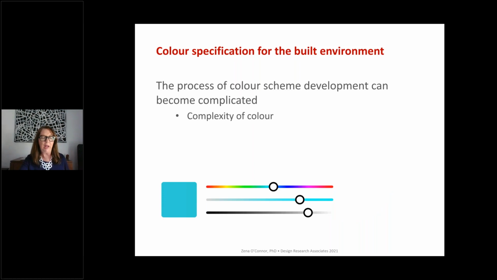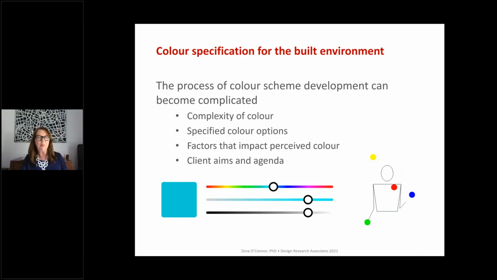When it comes to colour in the built environment, the process of colour scheme development can become problematic, initially due to the complexity of colour. And here we've got a little colour slider, we've got the hue slide at the top, we've got the saturation slide in the middle, and we've got the tonal value slide at the bottom. And as you'll notice, as the little slides move along, it changes the quality of that colour. It might be strong saturation, it might be lower saturation, it might be quite light in tonal value, or it might be quite dark in tonal value.